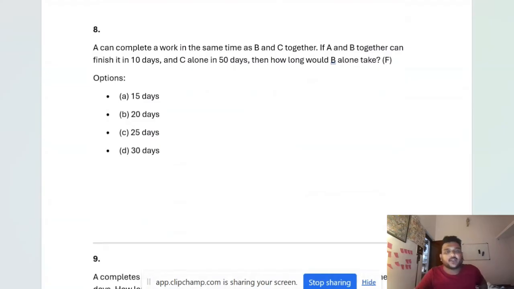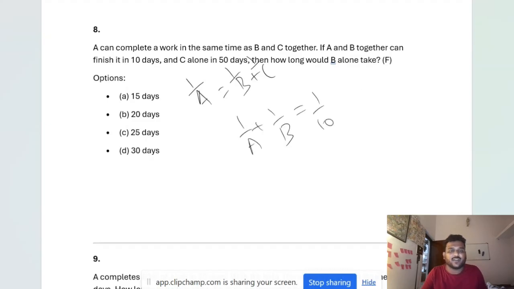A can complete a work in the same time as B and C together. So you can write it like this: A's 1 day work is equal to 1 day work of B plus 1 day work of C. This is how you write it. A can complete the work in the same time as B and C together. Is this also correct? Yes, because together they're working, so they're going to take the same number of days as B and C together. Now, A and B can finish the work in 10 days, again write it in equation format. And C alone in 50 days.